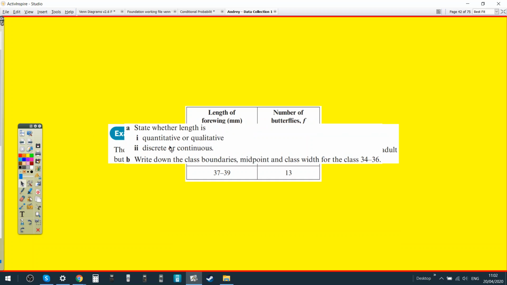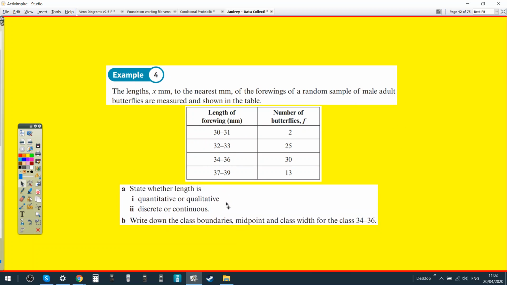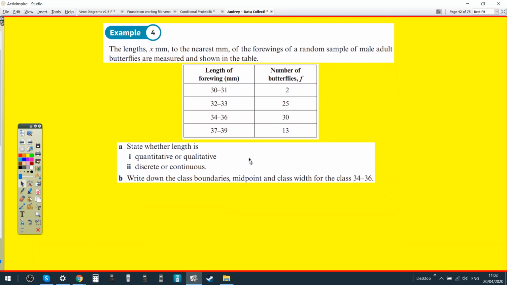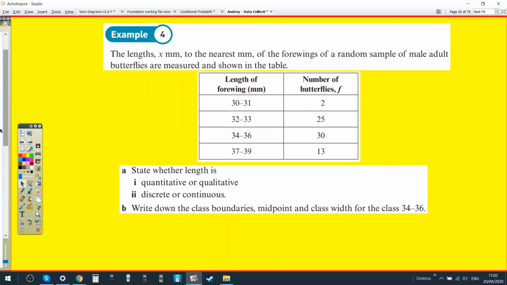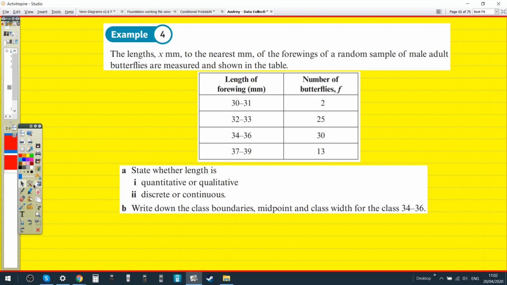Okay. Let's try this one. So I'm guessing for A1, is it quantitative? Yep. And for A2, hmm, is it discrete because it ends early?